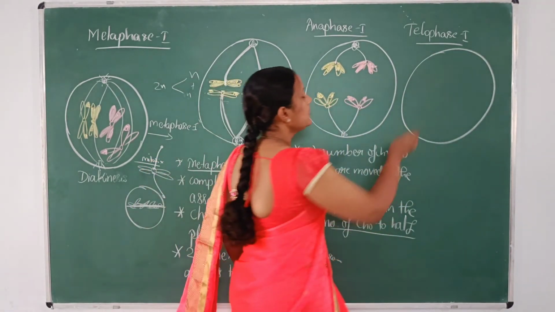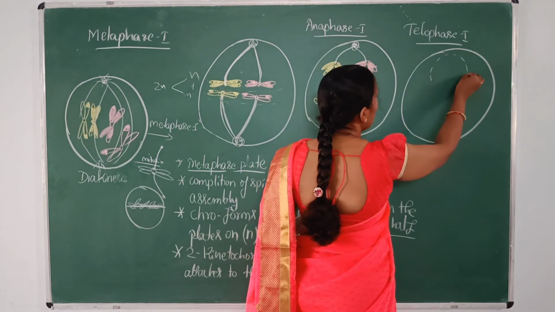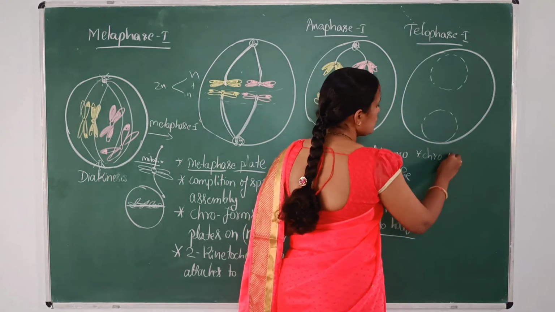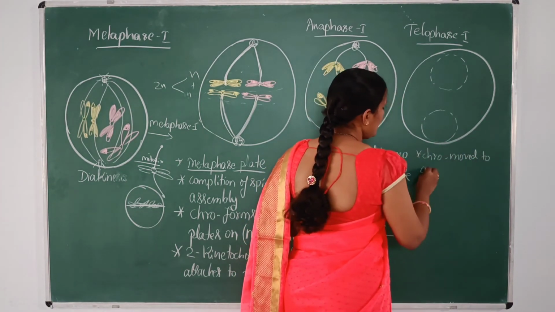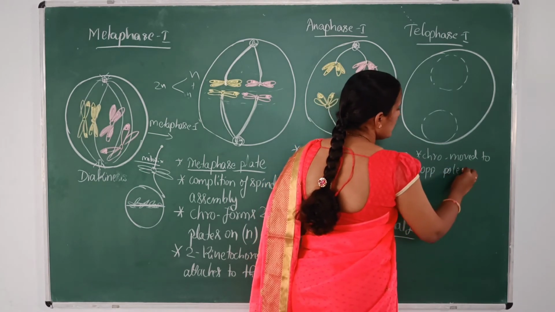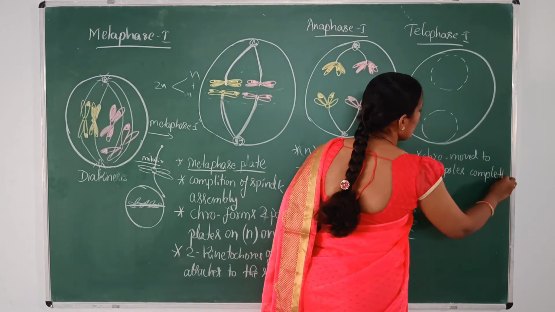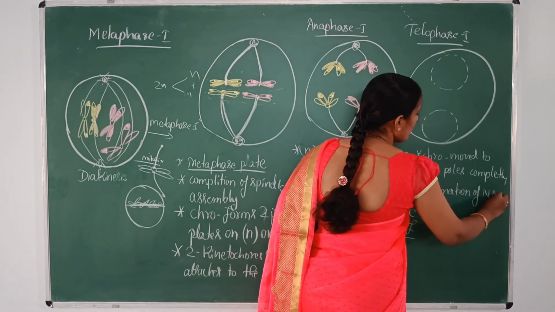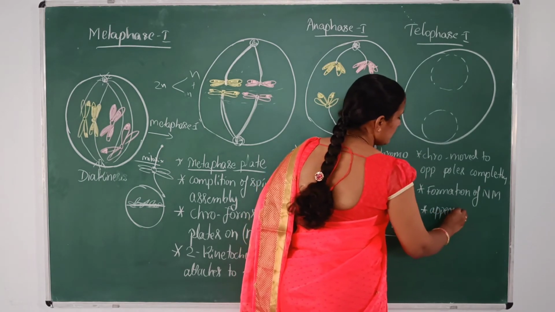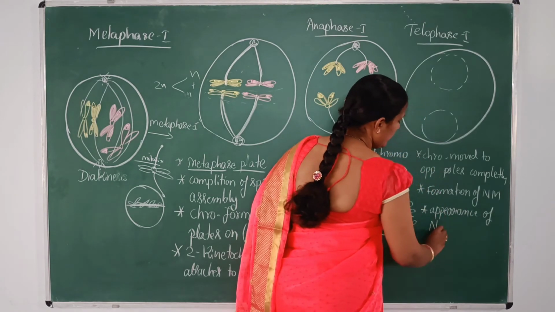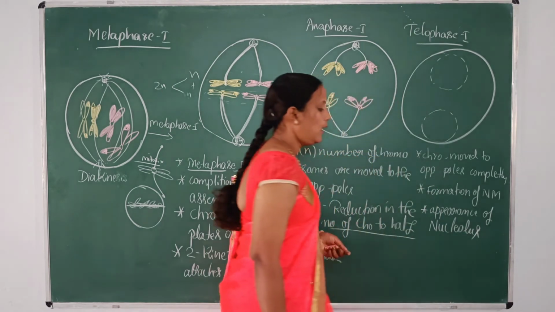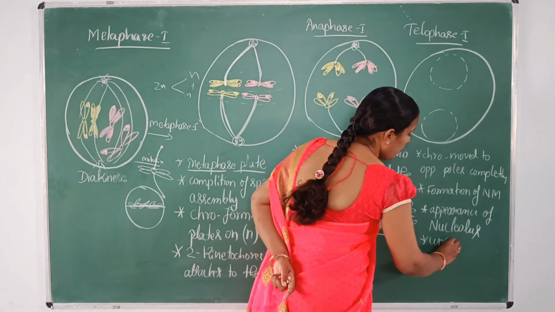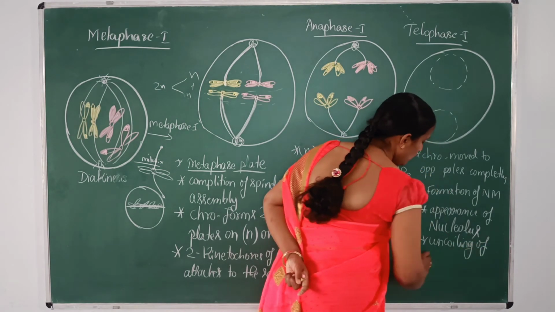In telophase 1, what happens? The chromosomes have moved to their opposite poles completely, and there is formation of the nuclear membrane, appearance of the nucleolus, and the cell organelles associated with the nuclear membrane also appear, and there is an uncoiling of chromosomes.